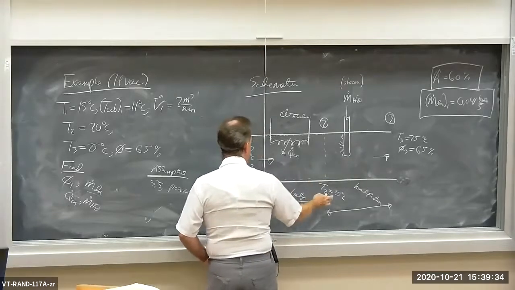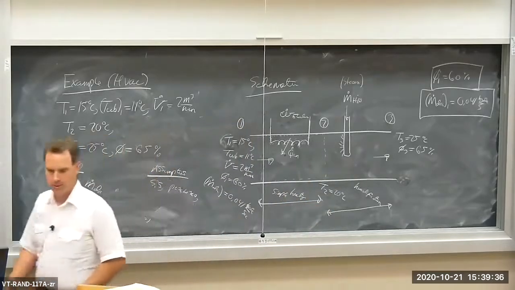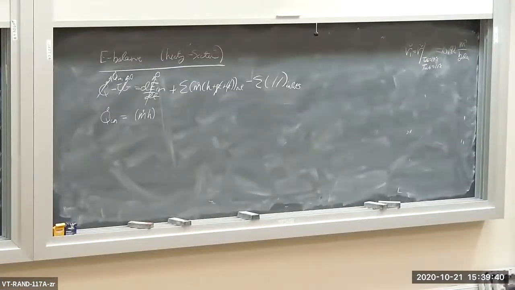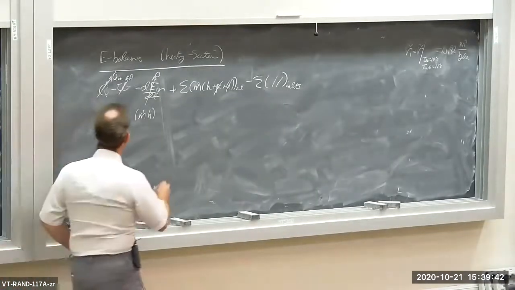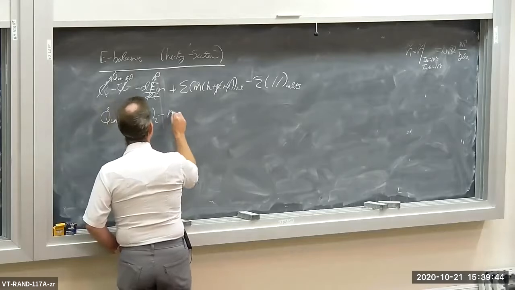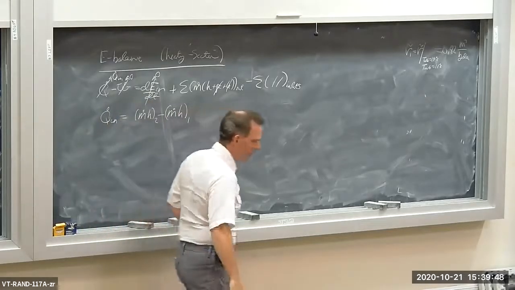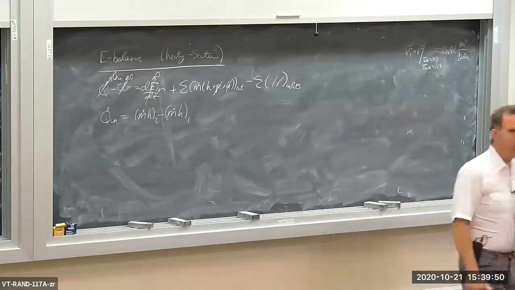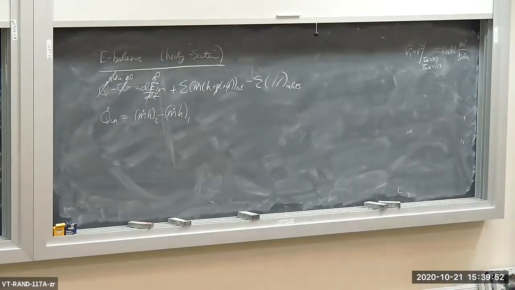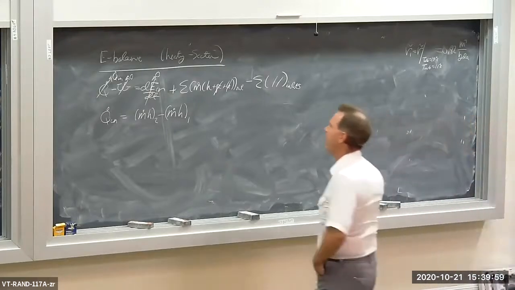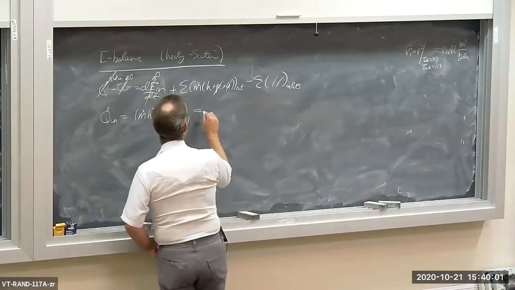I have a temperature here. Okay, so this is m dot H2 minus m dot H1. Now, by the way, what have we been using so far on these problems? We haven't been using H, we've been using H tilde. So let me rewrite this in terms of m dot dry air.